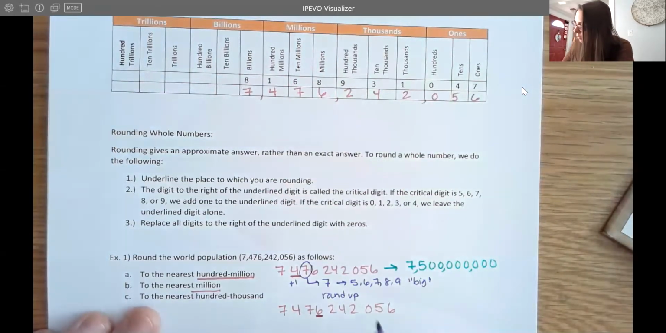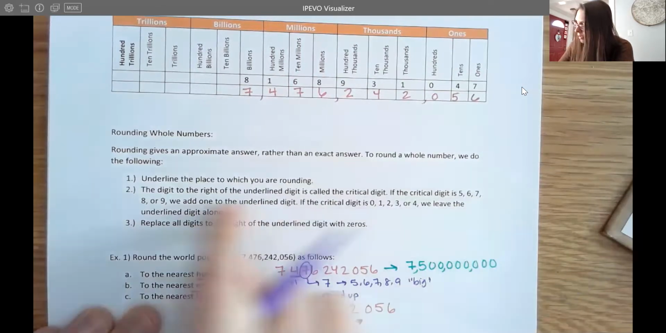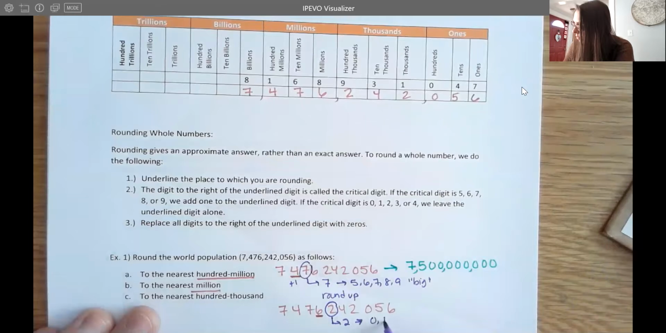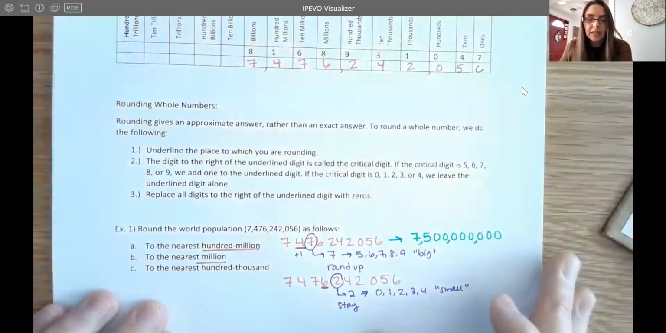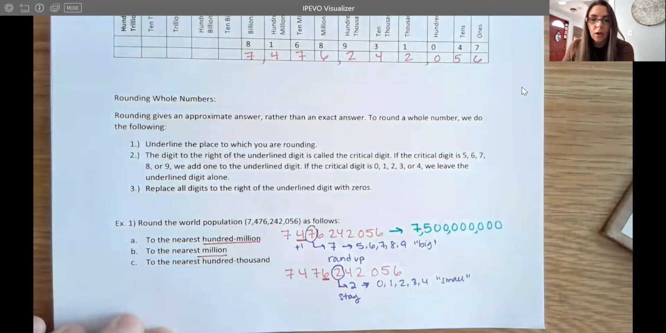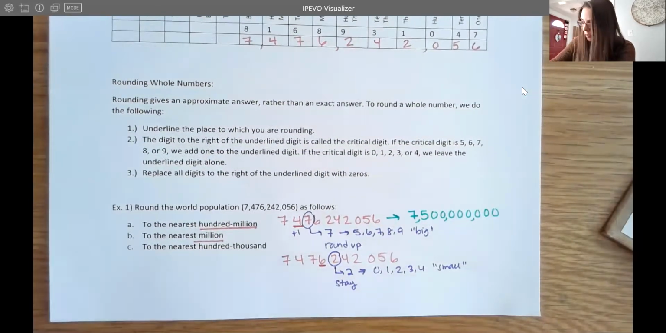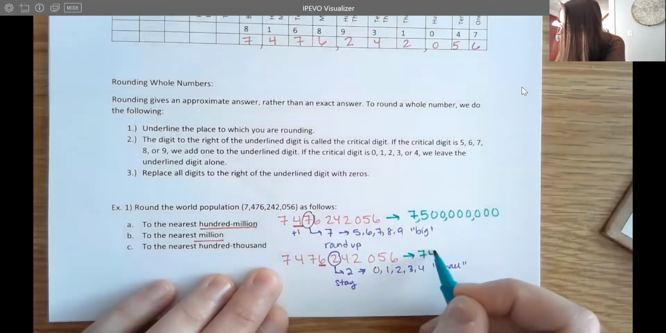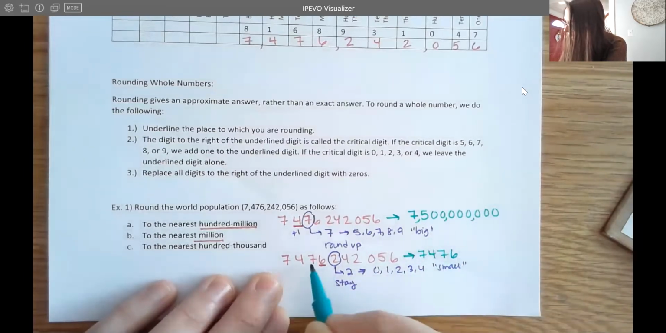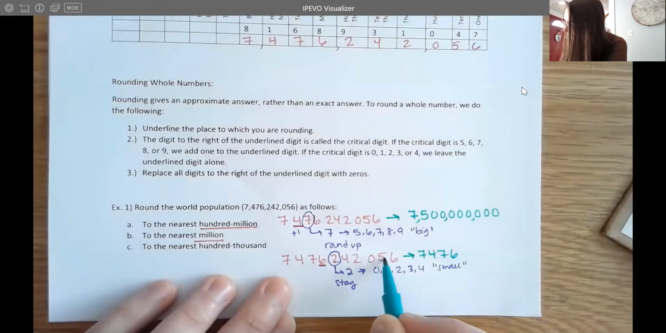So I look to my value to the right. Now that number is a 2. And if I look, it falls into the first category of 0, 1, 2, 3, and 4. So it's a small number. When we have a small number, we are going to just stay. So it's technically called rounding down, but really we're staying. That 6 is going to stay alone. So this is going to become 7, 4, 7, 6. Okay, so it stays. And then I have 1, 2, 3, 4, 5, 6 zeros.